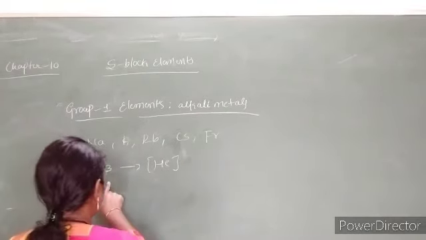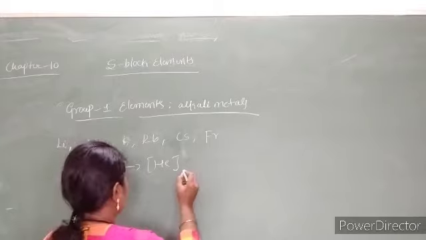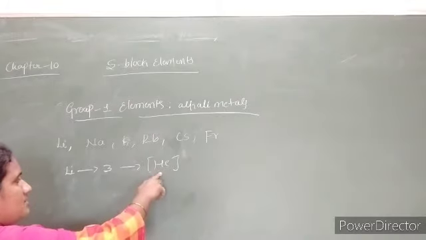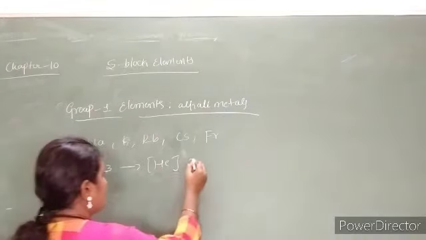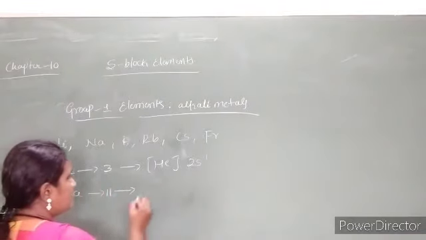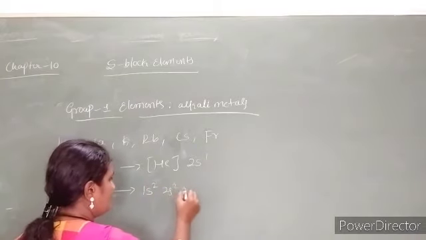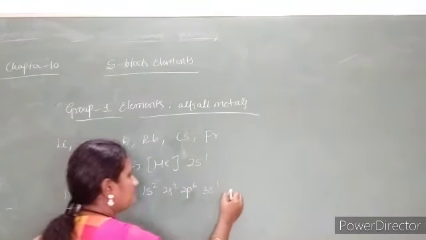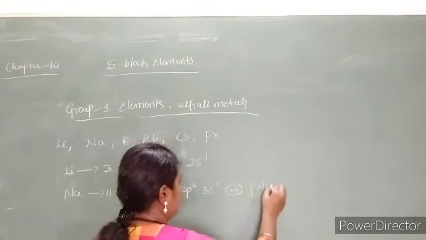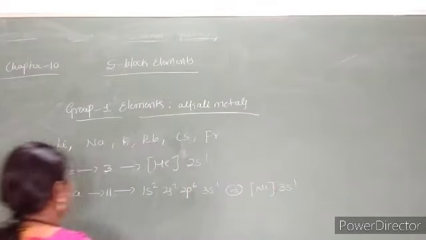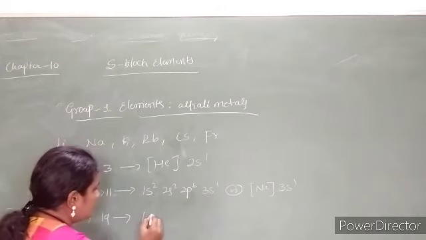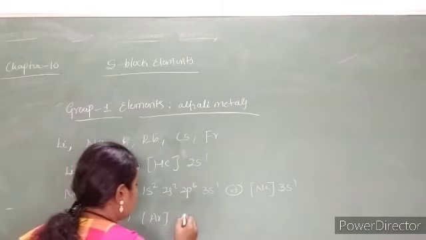So lithium has atomic number 3, we can write it as 1s2, 2s1, or simply, 1s2 is the helium configuration, so we can write it as helium 2s1. Next, sodium is 11, so we can write 1s2, 2s2, 2p6, 3s1, or 10 is the neon configuration, so simply neon 3s1. Next is potassium, it has 19. Argon is 18, so argon 4s1.